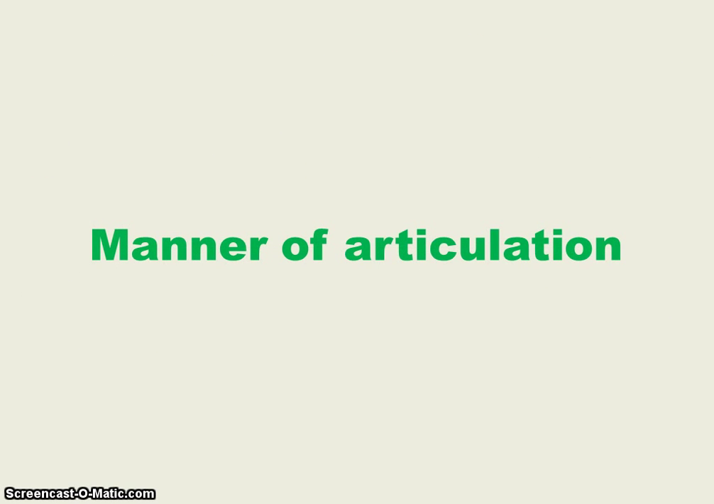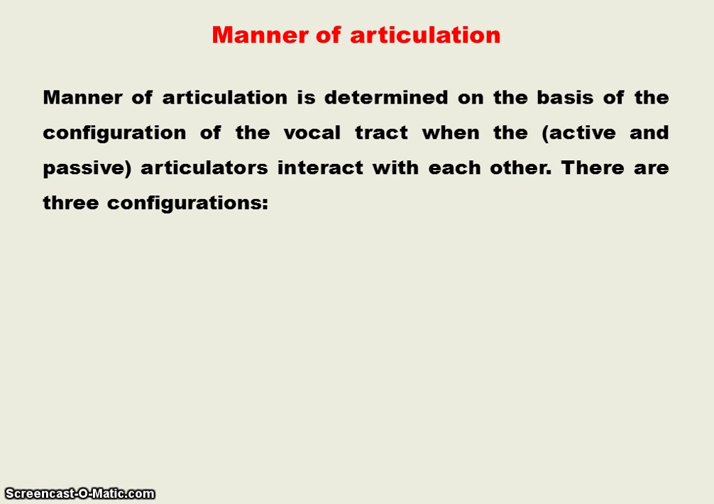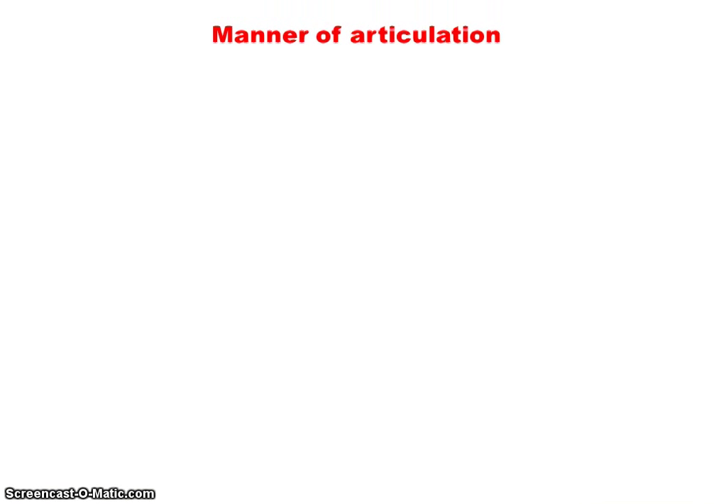We now move on to the manner of articulation. Now, manner of articulation is determined on the basis of the configuration of the vocal tract when the active and passive articulators interact with each other. There are 3 configurations. 1, there is a closure. In this case, the sounds that we have are called stops or plosives. Second, there is a narrowing, and then we articulate fricatives. Third, there is an open approximation, and here we got the approximants.